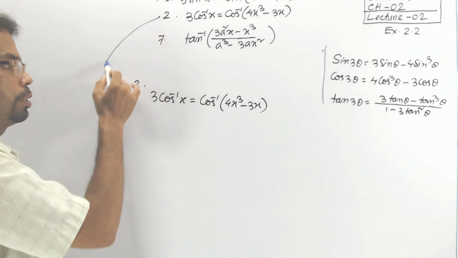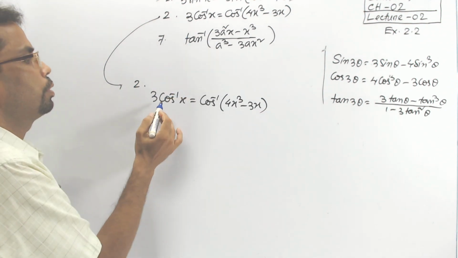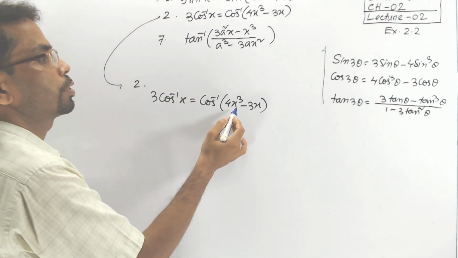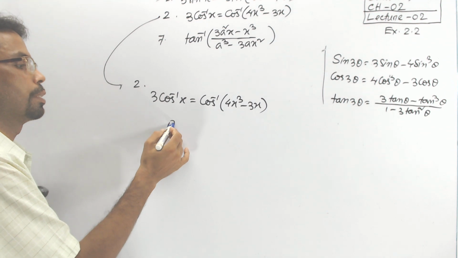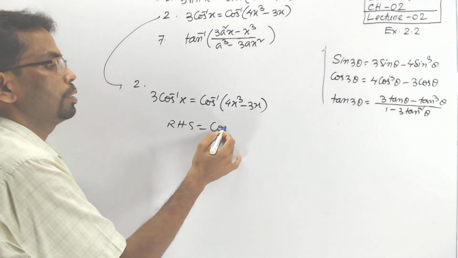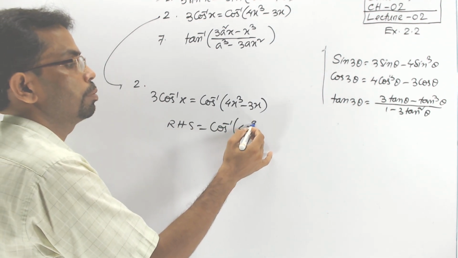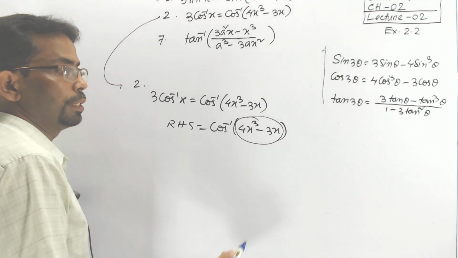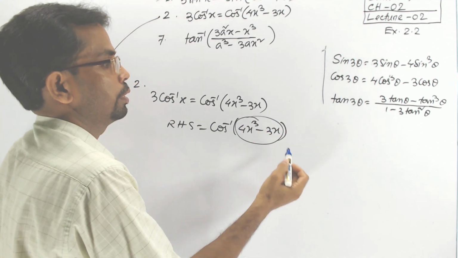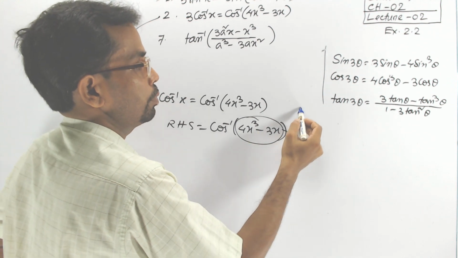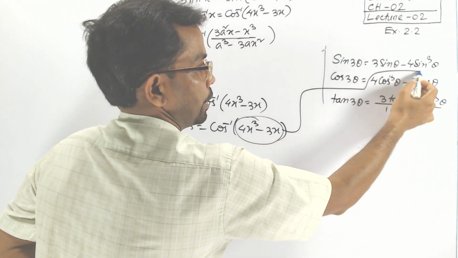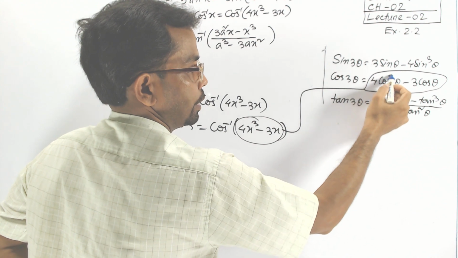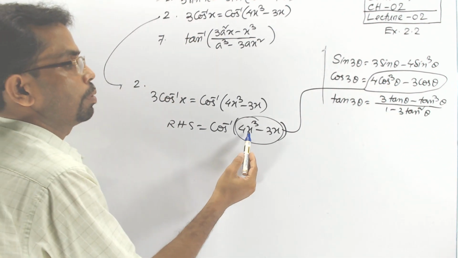Then the second question: prove 3 cos inverse x is cos inverse (4x cube minus 3x). So I'll take RHS. RHS is cos inverse (4x cube minus 3x). Now this term, which identity is it matching with? You see, it is matching with the right hand side of the cos 3 theta identity, and in place of x what is there?